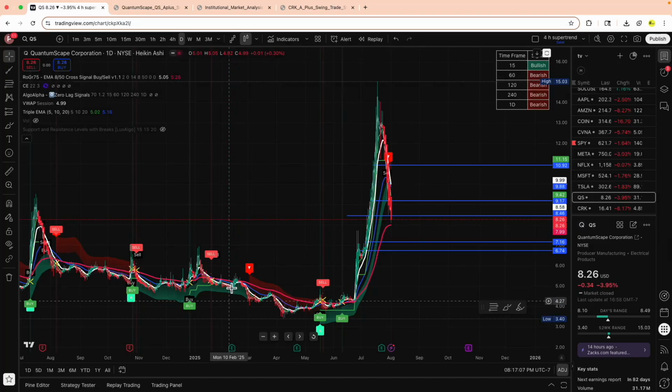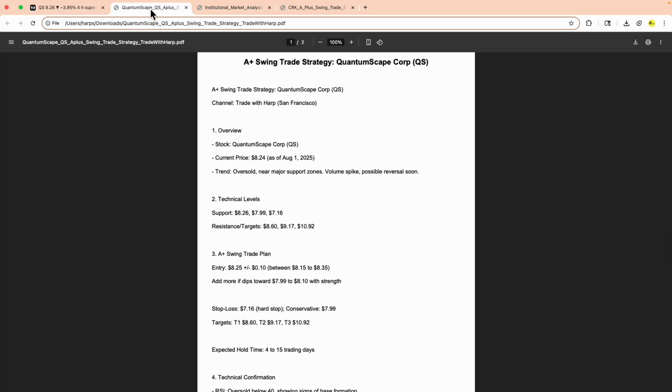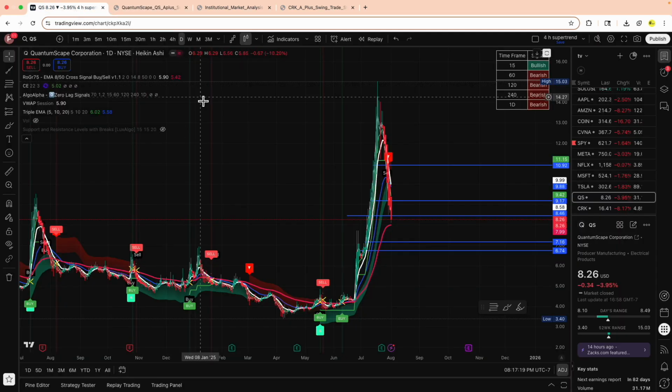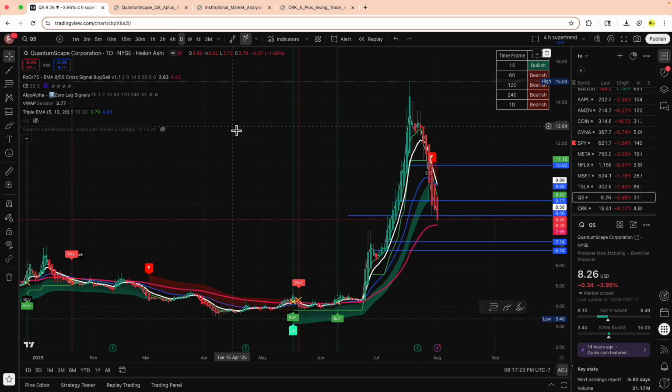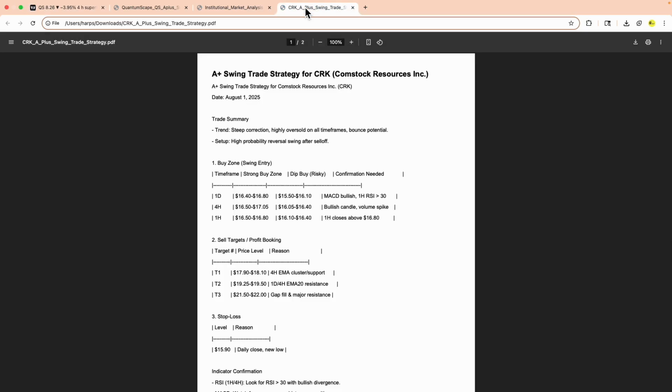With you two swing trades, QS, Quantum Space. Here is Quantum Space: oversold near major support zones, volume spikes, possible reversal soon. You can look at the chart, and the chart tells you by itself without explaining anything. You will see the price right now at the 50 EMA, the 50-day moving average. Price is hitting here.